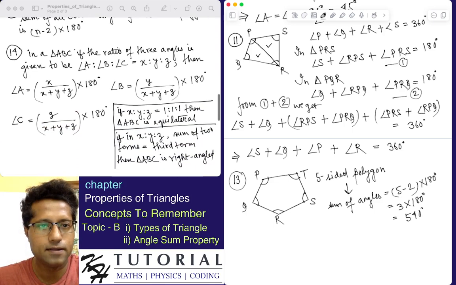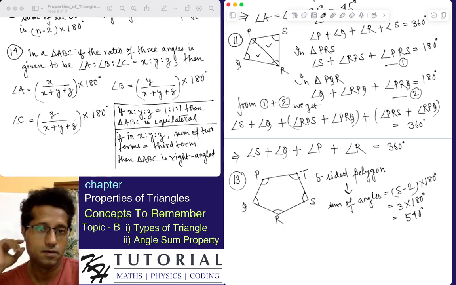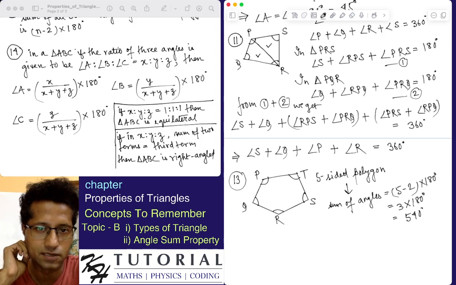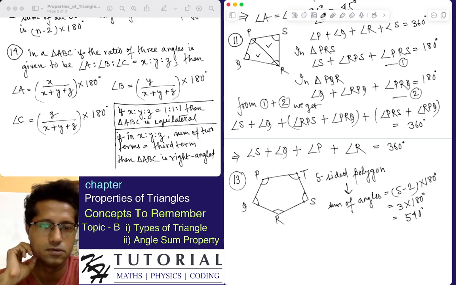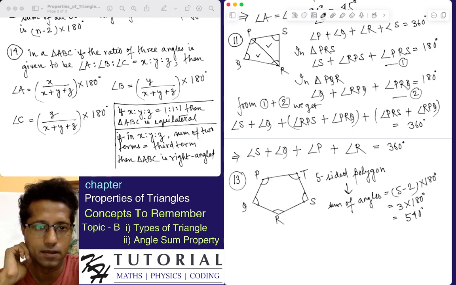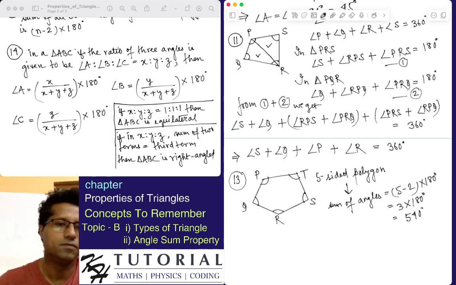Concept 14 is saying that in a triangle ABC, the ratio of the three angles is given. Let's say the ratio is given as angle A is to angle B is to angle C equal to X is to Y is to Z, and these X, Y, Z are some numbers. They could be fractions, integers, whole numbers, whatever. Then how do you find each individual angle of the triangle, that is angle A, angle B and angle C? I've written down the formula. The concept used is basically from ratio and proportion.